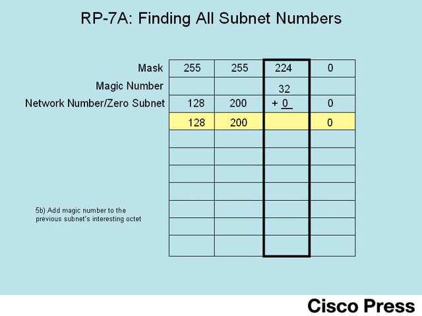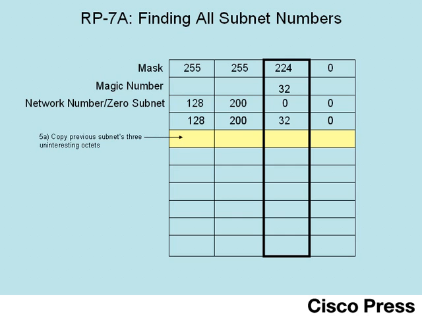Now visually, you just take the magic number 32 that you see there, add it to 0 in this case, which gives us a value of 32 in the interesting octet of the next subnet number. So as you see here, the next subnet number is 128.200.32.0. To find the next subnet number, you simply repeat step 5.